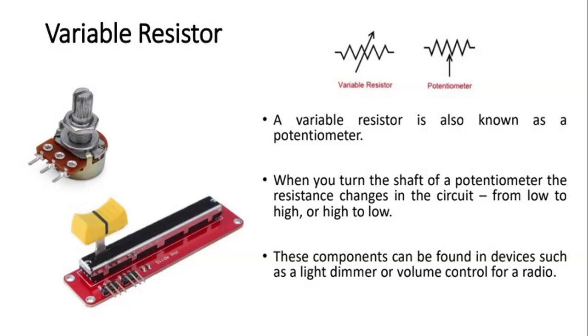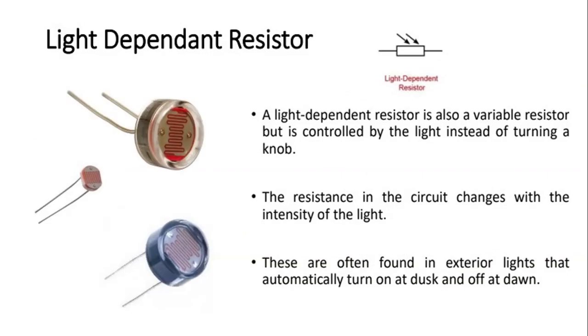These components can be found in devices such as a light dimmer or a volume control for audio. As we need to control the intensity of light, we can vary the resistance of that variable resistor. With minimum resistance, the current will be more, and with maximum resistance, the current will be less. Or we can control the volume through this variable resistor. So this is one of the components normally used in volume control or light dimmer systems. Next component is the light dependent resistance.